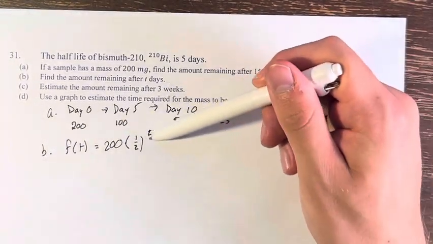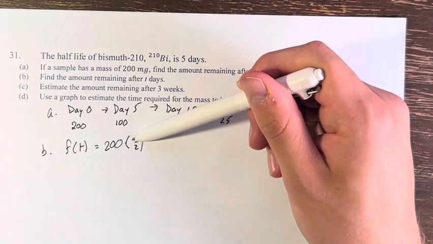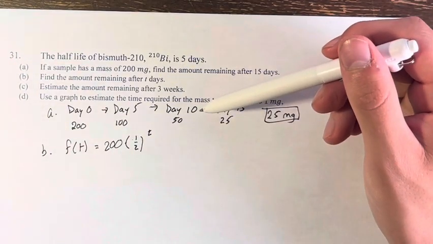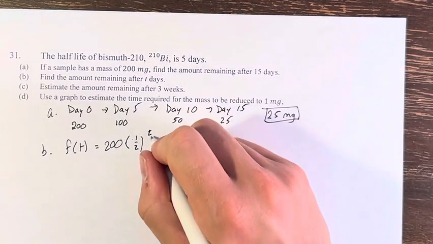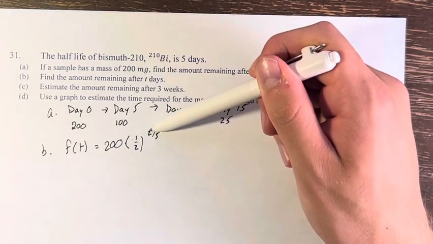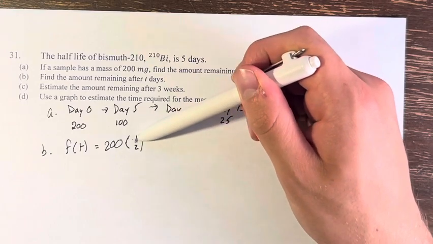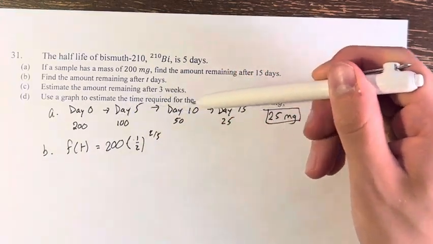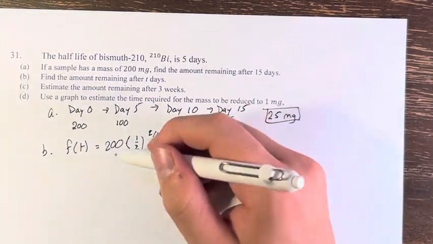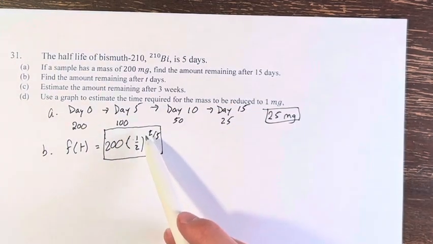What this means is that every time t increases, we multiply it by 1/2 again, which isn't exactly right because it's not halving every day, it's halving every 5 days. So to make sure we halve it every 5 days, we divide this t by 5. Therefore, if we're 15 days in, 15 divided by 5 is 3, we're multiplying by 1/2 3 times. Which makes sense, it's being halved 1, 2, 3 times. So this is our formula, and the amount remaining is 200 times 1/2 to the t over 5.